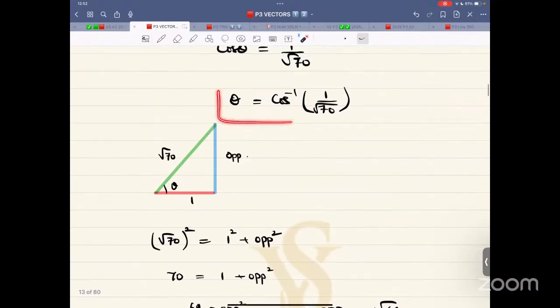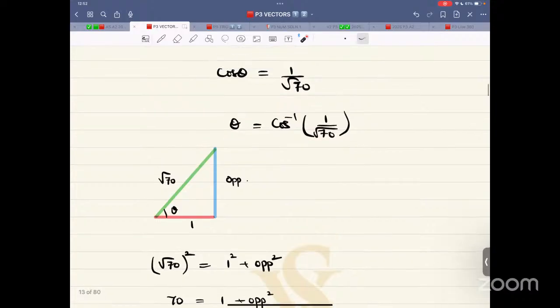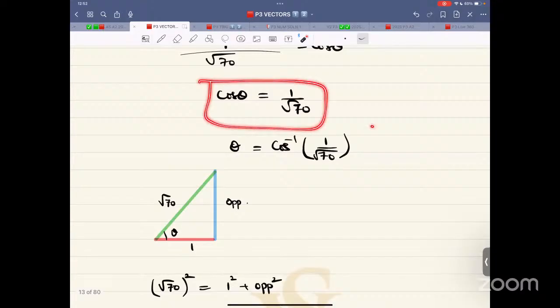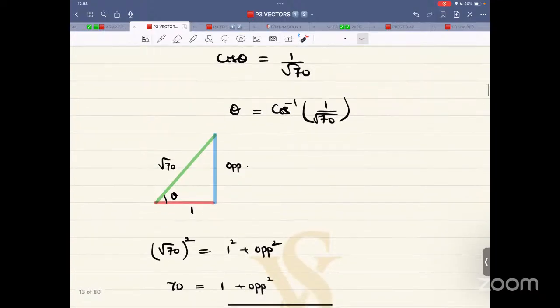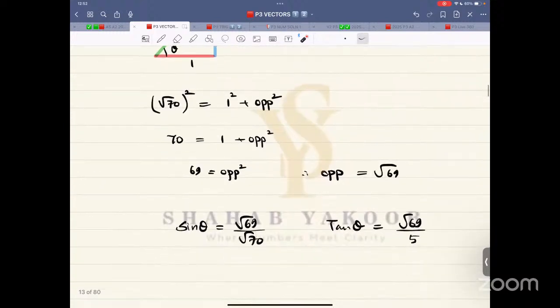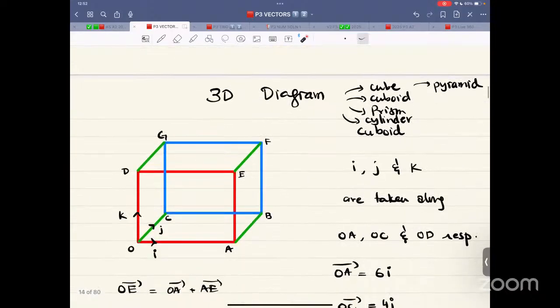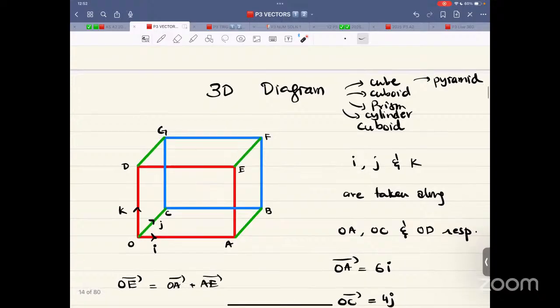Now, sometimes, actually more than sometimes, the examiner will ask you for cos of theta in the exact form. And then the next part would be about some area thing. So for the area thing, we need sine also. So cos of theta is 1 over root 70. Opposite is found using Pythagoras theorem. Sine of theta is root 69 over root 70. So if I want to use half ab sine C, now I have sine of theta.